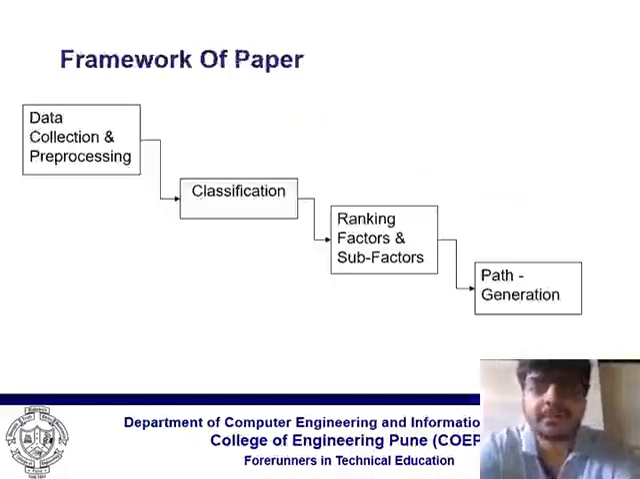So the framework of the paper can be divided into four parts. The first part is data collection and pre-processing. The second part is classification of the satellite image according to the land use. The third is about ranking factors and sub-factors which influence the path generation, and the fourth is about path generation.